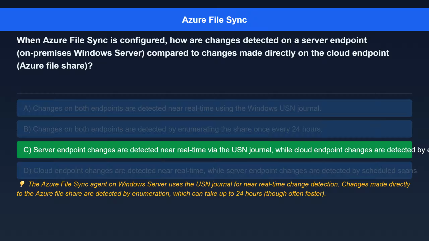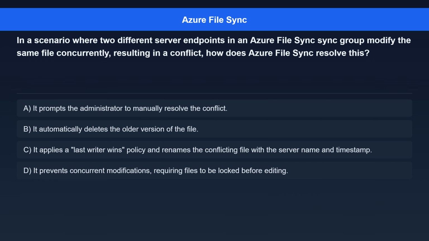Here's the explanation. The Azure FileSync agent on Windows Server uses the USN journal for near real-time change detection. Changes made directly to the Azure File Share are detected by enumeration, which can take up to 24 hours, though often faster. Question 3. In a scenario where two different server endpoints in an Azure FileSync sync group modify the same file concurrently, resulting in a conflict, how does Azure FileSync resolve this?